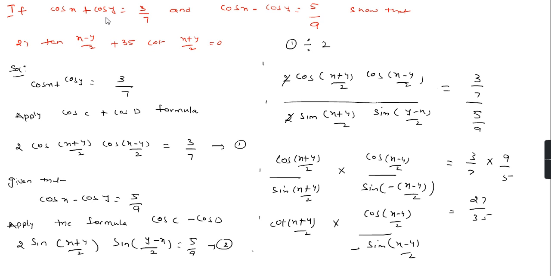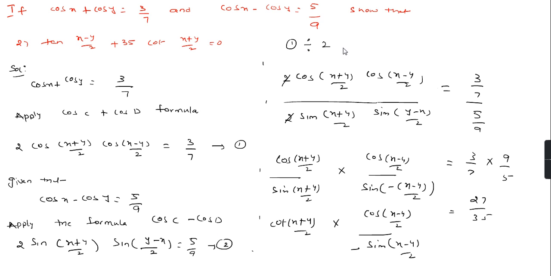Given that cos x plus cos y equals 3 by 7, apply the formula of cos C plus cos D. The formula for cos C plus cos D is 2 cos of (x plus y) by 2 cos of (x minus y) by 2, which is equal to 3 by 7. And next, given that cos x minus cos y equals 5 by 9, apply the formula cos C minus cos D. That is 2 sin of (x plus y) by 2 sin of (y minus x) by 2, which is equal to 5 by 9.